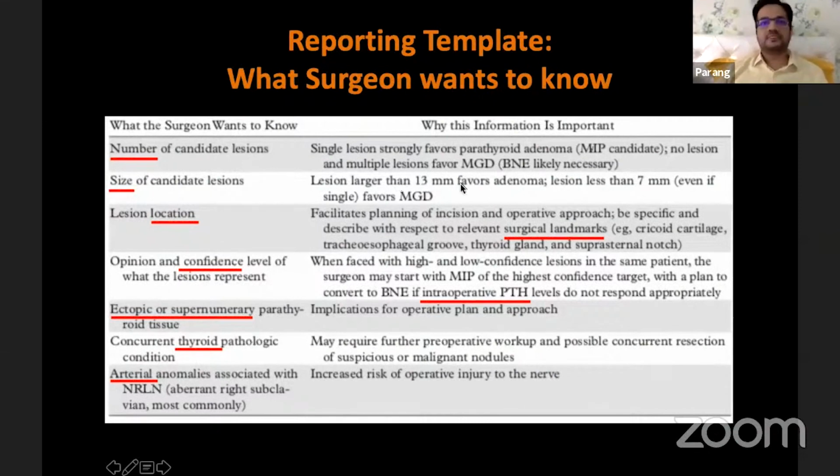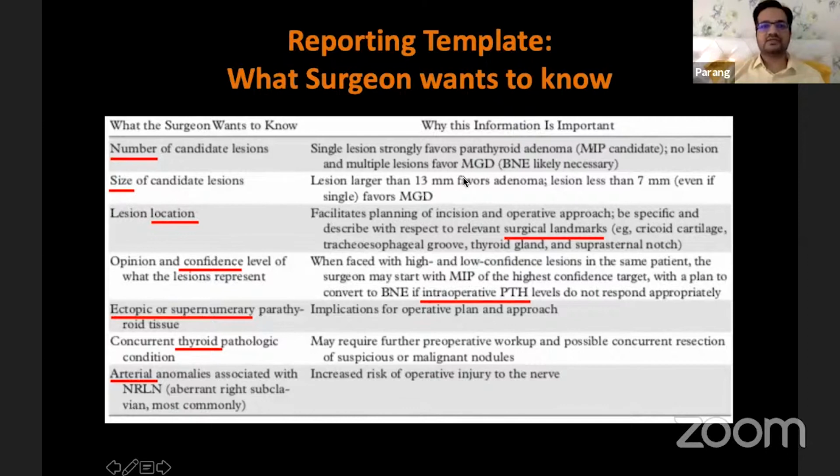So to conclude, this is the reporting template we follow to make sure that we have mentioned all the findings that the surgeon needs to know as a part of preoperative workup for this 4D CT. First, identify the number of candidate lesions. A single lesion favors adenoma, and minimally invasive surgery can be offered, while multiple lesions may require bilateral neck excision.